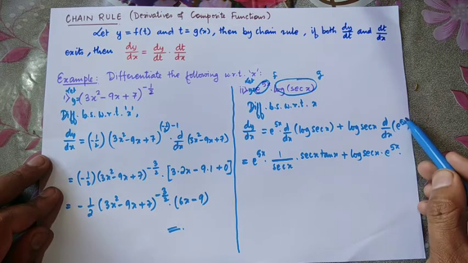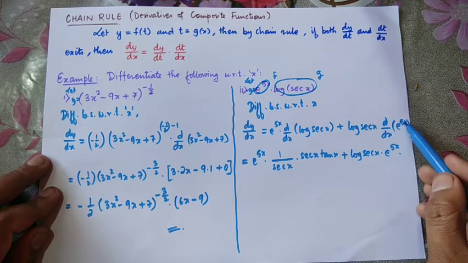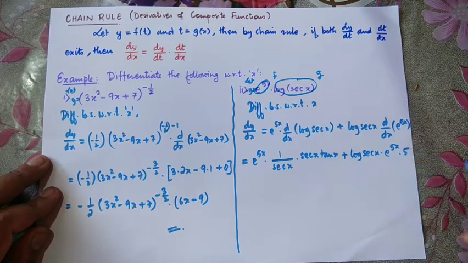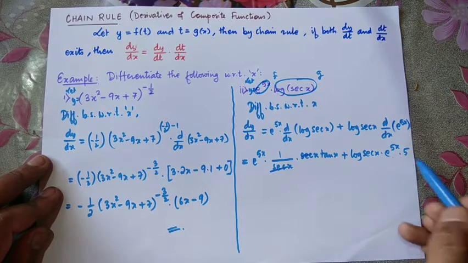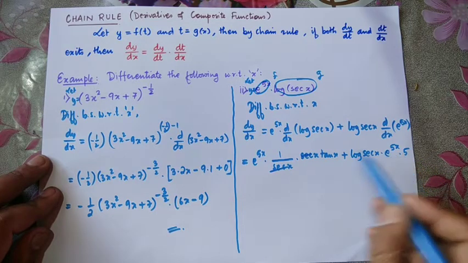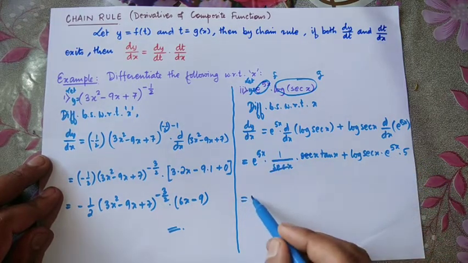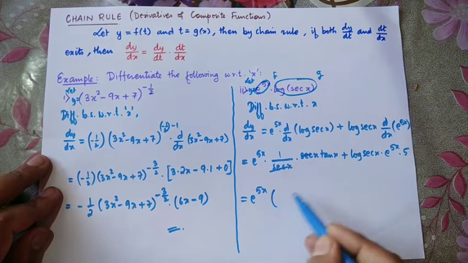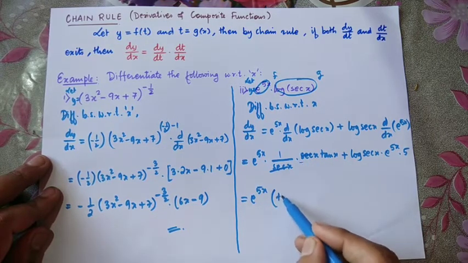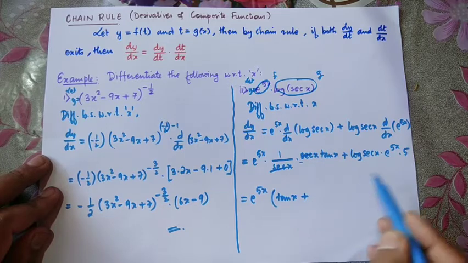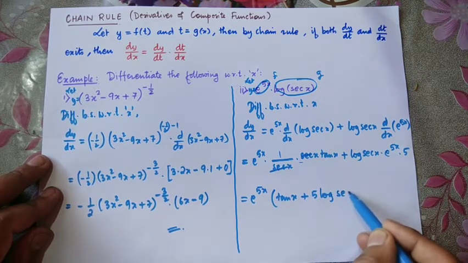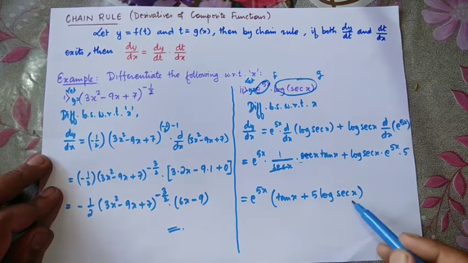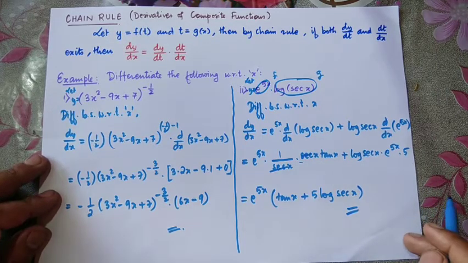So what is differentiation of 5x? 5 will be kept outside and differentiation of x will be 1, so that's why only 5 will be left. Here sec x and sec x are getting cancelled, so here e to the power 5x can be kept common. So e to the power 5x is common, so here what is left? Only tan x is left, plus here we have got 5 log sec x. Okay, so this is our answer. So pause the video to note down.